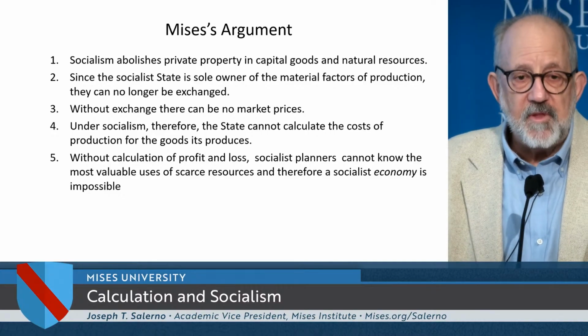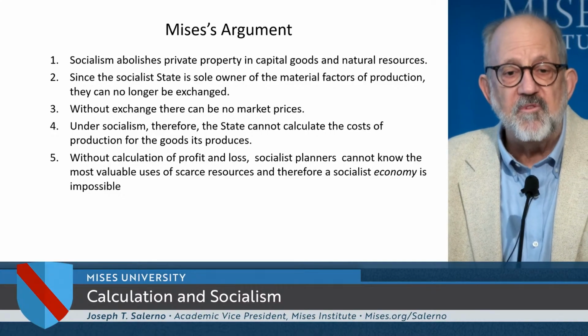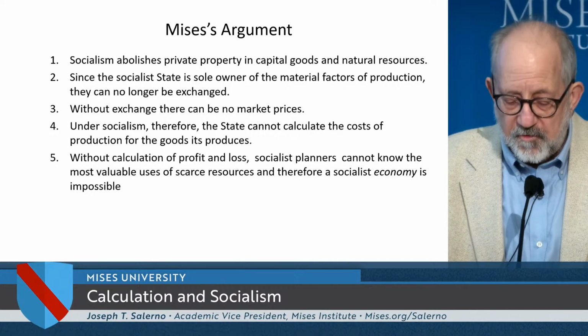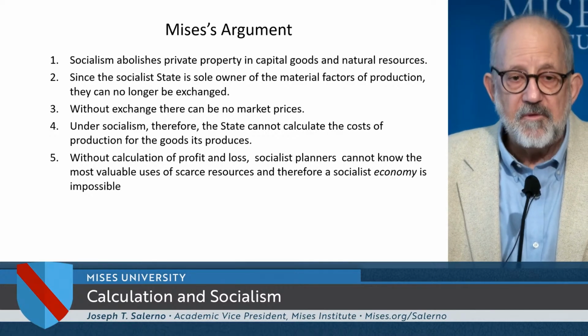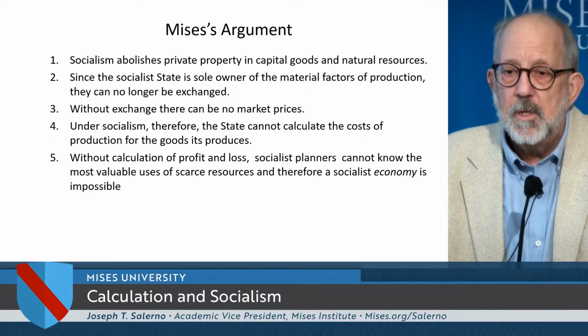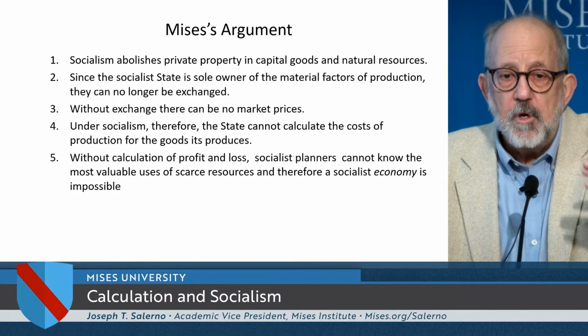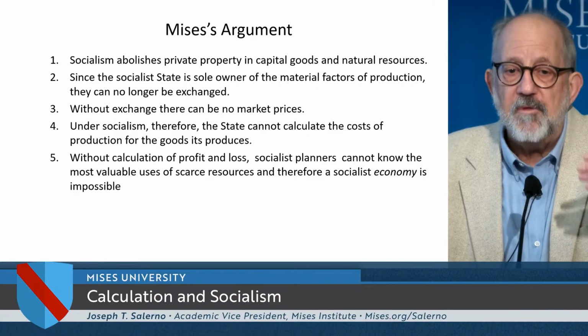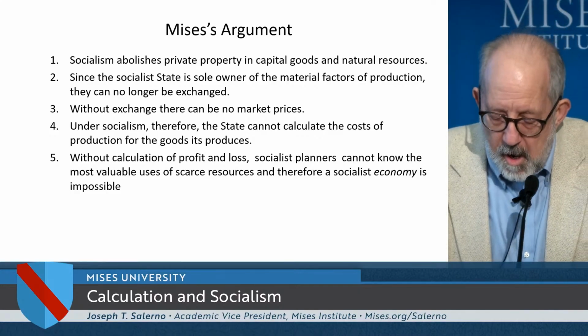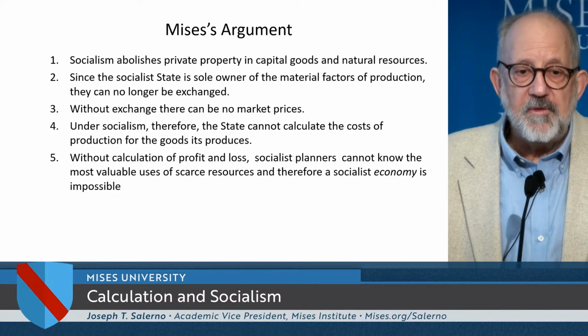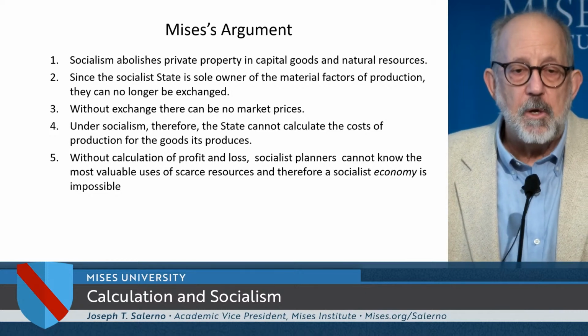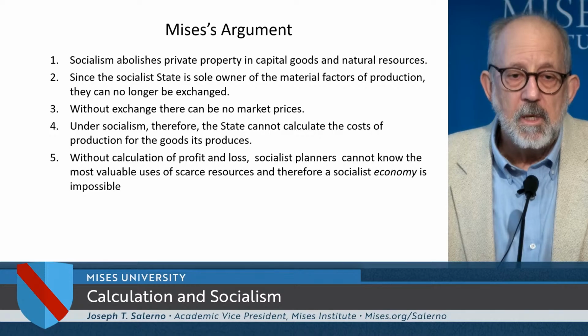Since a socialist state would abolish private property, it would become the sole owner of all resources. That being the case, there would be no exchange. Okay? The socialist state would monopolize all resources, so there couldn't be any exchange, which means there couldn't be any markets or prices. Therefore, with no prices, the state would be unable to calculate costs of production.